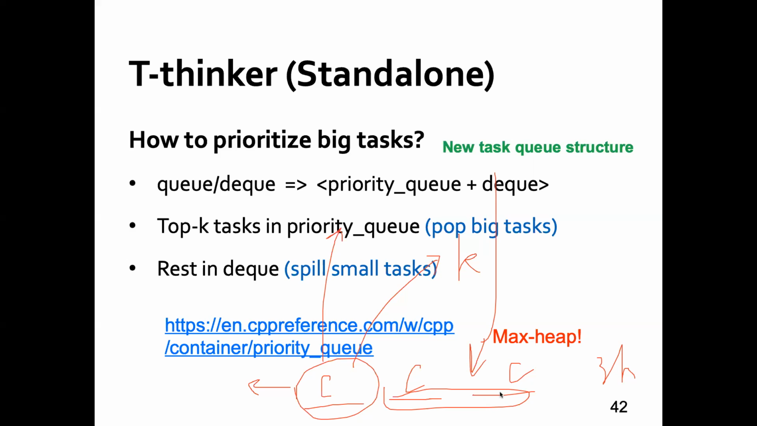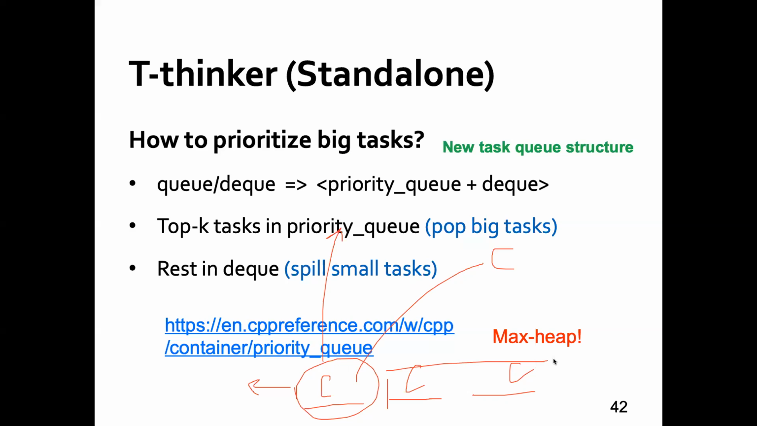Now K here, Professor, is like you said K is C. K is C, yeah. You can use C if you want. So this is always a top C task is in this. And if you have maybe C plus 3 tasks, the rest 3 will be in the DQ.